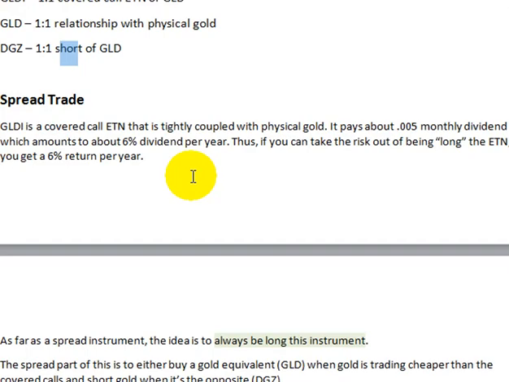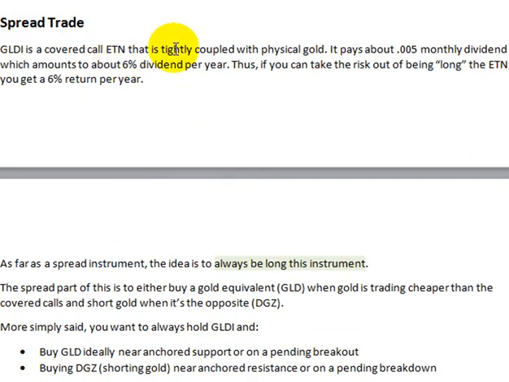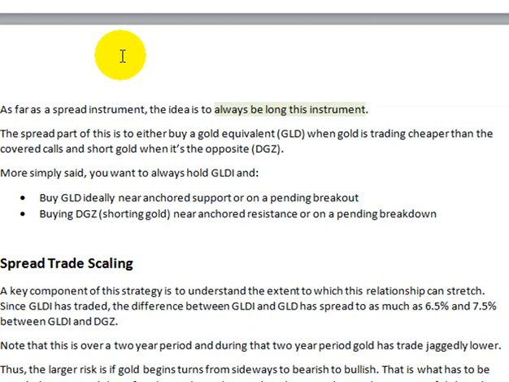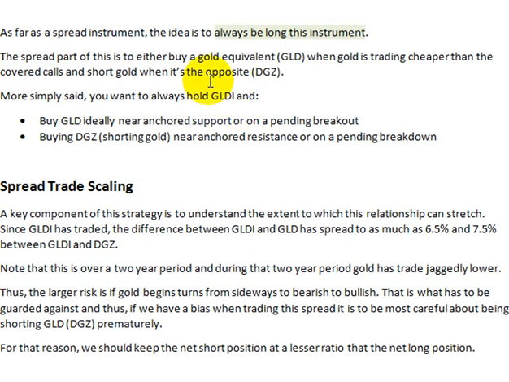That's the spread. And so the covered call ETN is tightly coupled with physical gold. It pays about that much, which is about 6% per year. And if you can take the risk out of being long this, then you can get a 6% return. If you do well, you can get more than 6%. We'll talk about that here in a second.